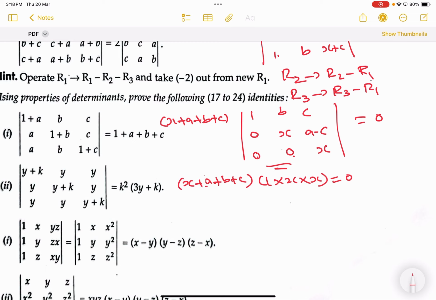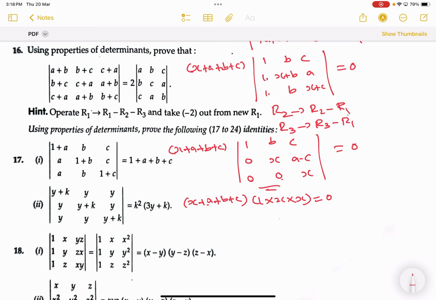X square. So multiply, finding the values, how can you do? X square is 0. Either x is equal to minus of a plus b plus c, because we already got the factor, and x is equal to 0. X square is 0, so x is equal to 0, 0.